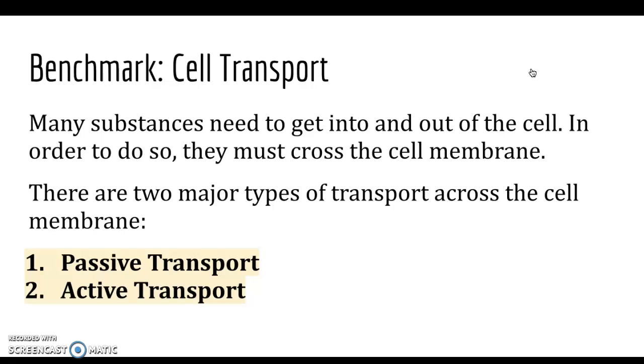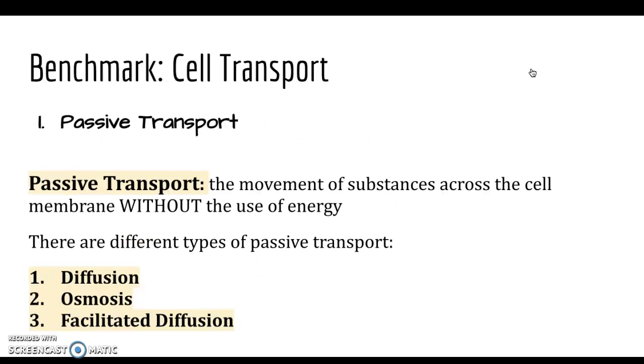We learned in our previous lecture that the cell membrane is made up of phospholipids, and we learned over this week that there are embedded proteins and carbohydrates in the membrane. There are two major types of transport across the cell membrane. The first is passive transport, and the second is active transport. Passive transport is the movement of substances across the cell membrane without the use of energy. And remember, when we talk about energy on a cellular level, we were referring to ATP, or adenosine triphosphate.